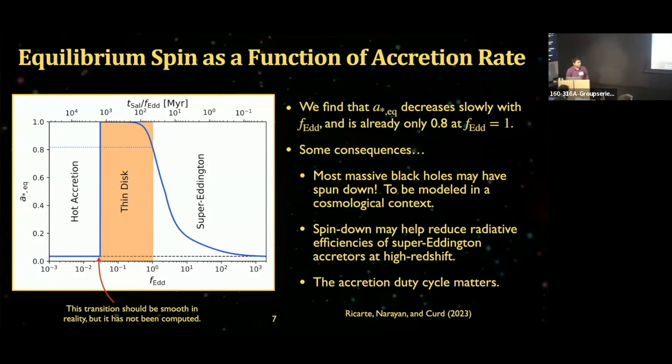And then another interesting point is that the accretion duty cycle is going to matter. It makes a difference if you are accreting 10% of the time at 10 Eddington, where the equilibrium spin is here, versus 100% of the time at 1 Eddington, where the equilibrium spin is up here.